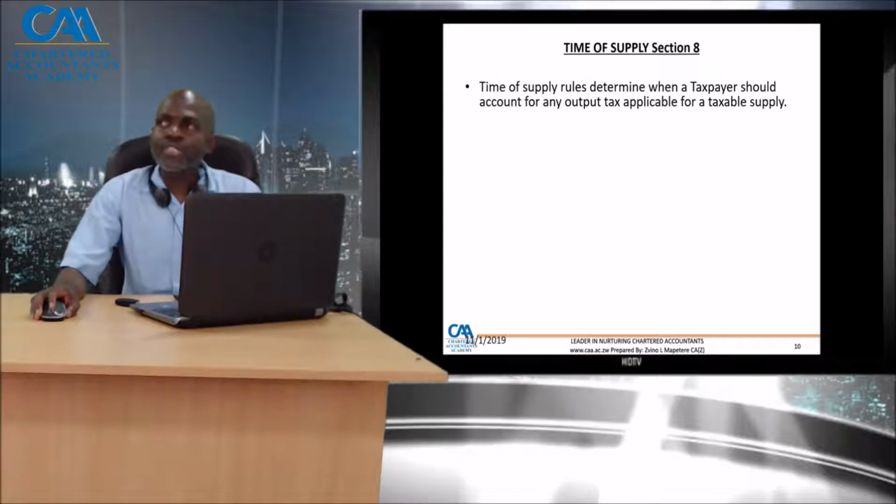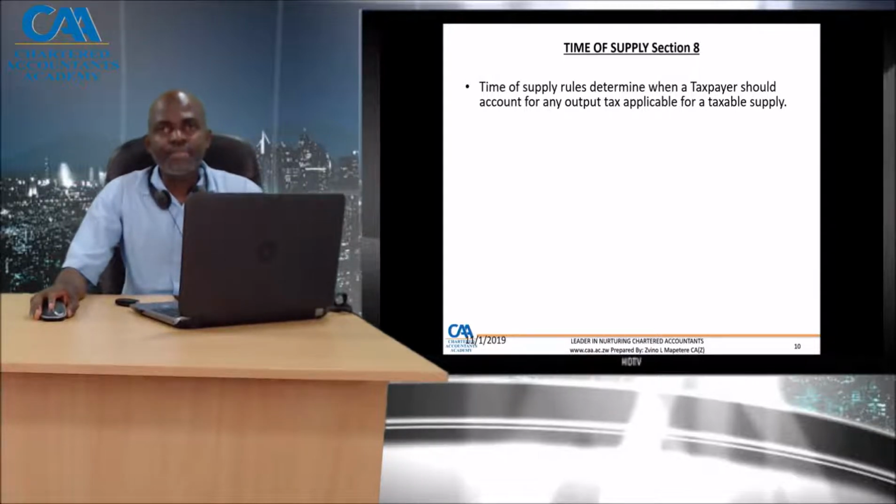So the next question is, question 1, should there be VAT? The answer is yes. Question 2, at what rate? And say the standard rate. The next question will be when. And the when is, time of supply rules determine when a taxpayer should account for any output tax applicable for a taxable supply.